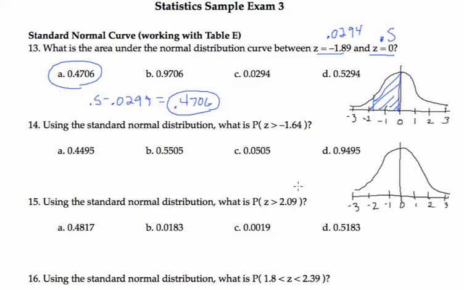Using the standard normal, what is the probability that z is greater than negative 1.64? Negative 1.64 is about here. We're looking for greater than. We'll look up a z-score of negative 1.64 in our table. We get that the area to the left is 0.0505. So we know that this area right here is 0.0505. Our table always tells us the area to the left, so to find the area to the right, the greater than, we do 1 minus.